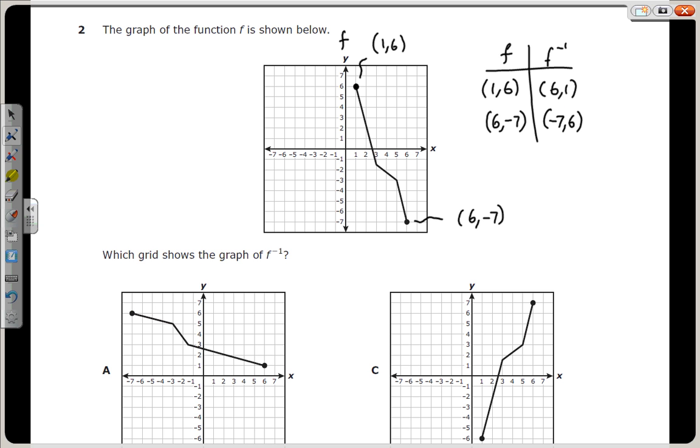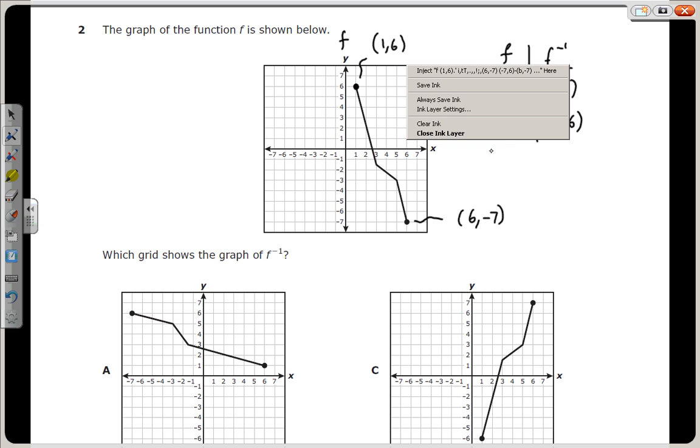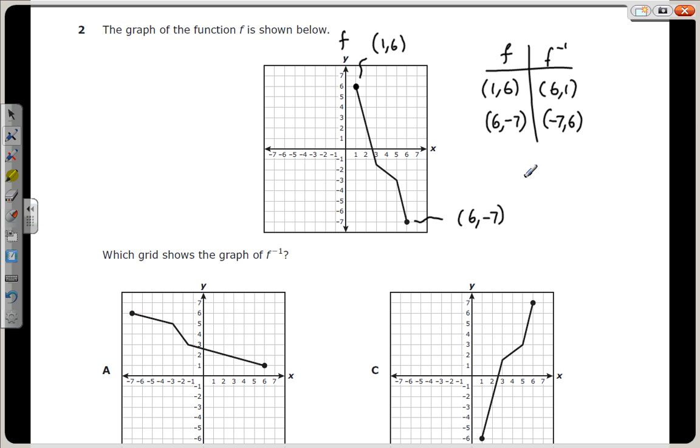If I grab these two points, then it shouldn't be hard for me to figure out what the answer is. All right, so let me grab the first point, (6, 1). 1, 2, 3, 4, 5, 6, and 1 down. That's one point. And you can clearly see that this is not an option. It's either this or the other one.